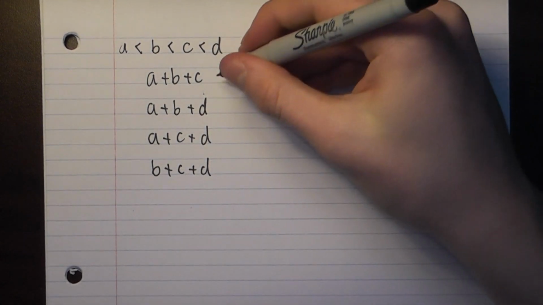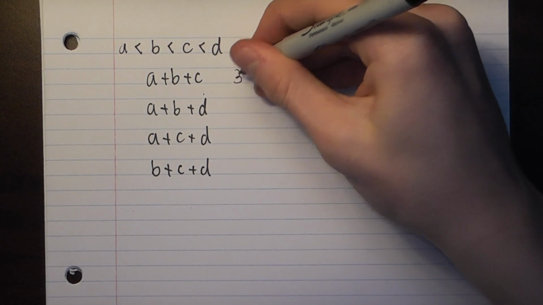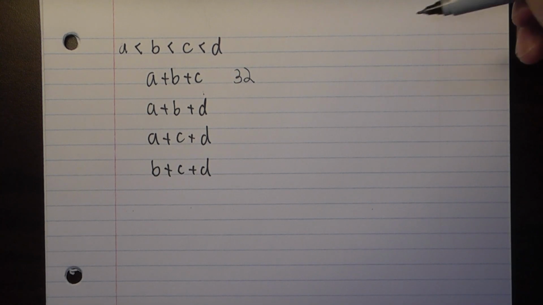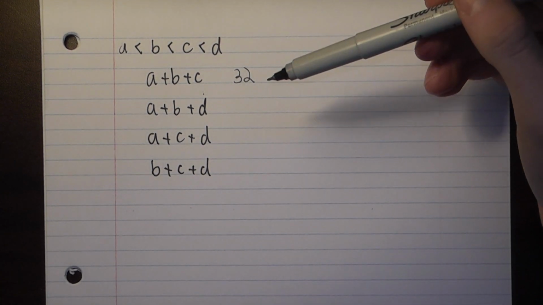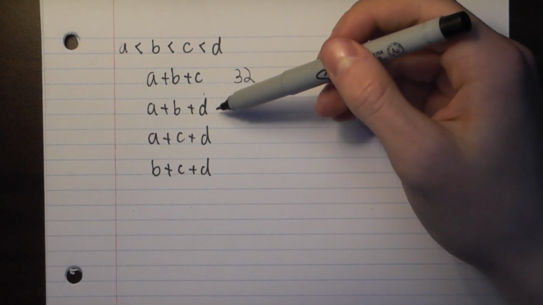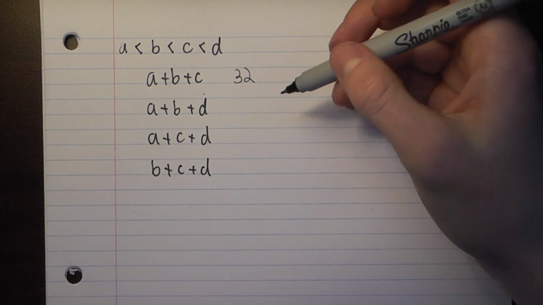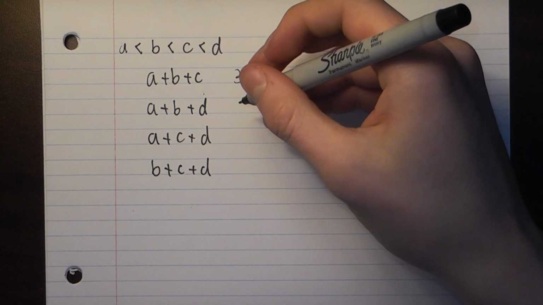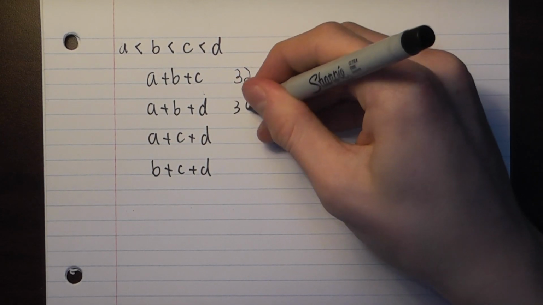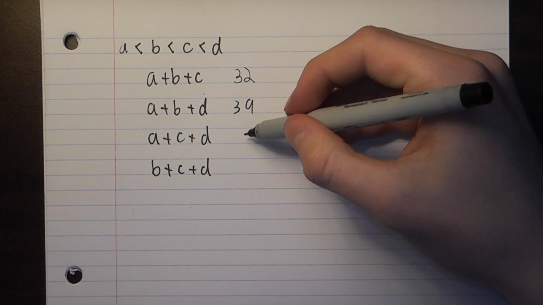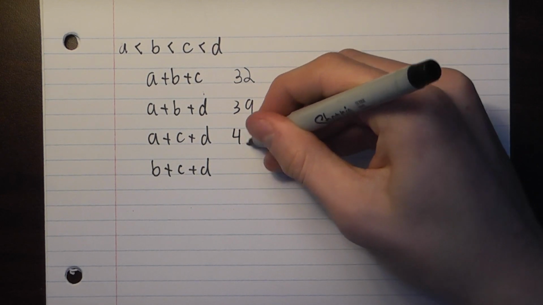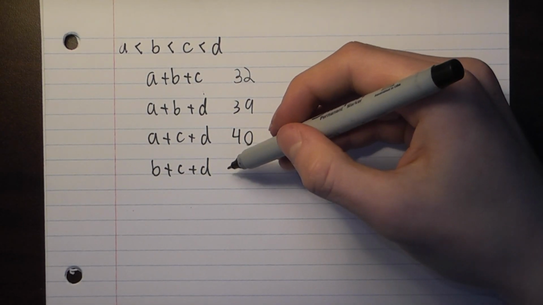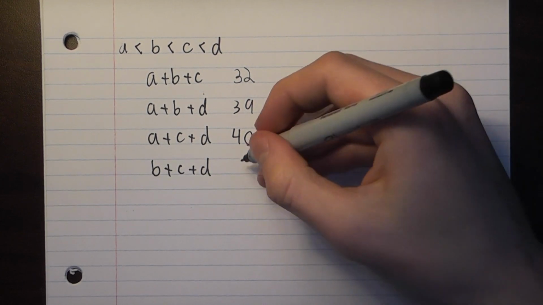So since A, B, and C are the smallest 3 numbers, this one will have the smallest average, so it will be 32. Also, it's missing D, which is the largest number. So, the larger the number you're missing, the smaller your average will be. So this one is missing C, the second largest number, so it will have the second smallest average, which is 39. This one's missing B, the second smallest number, so it will have the second largest average, 40. This one is missing A, the smallest number, so it will have the largest average of 44.